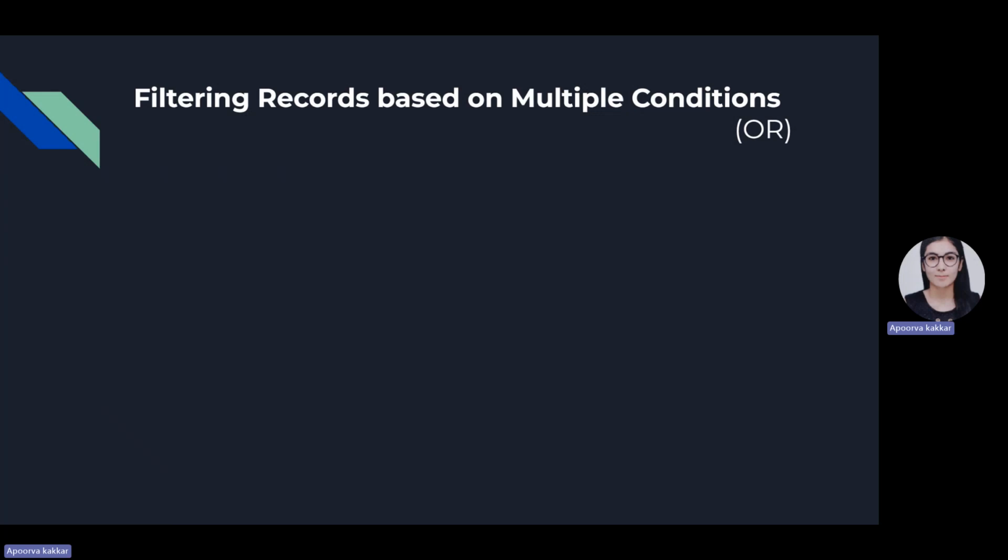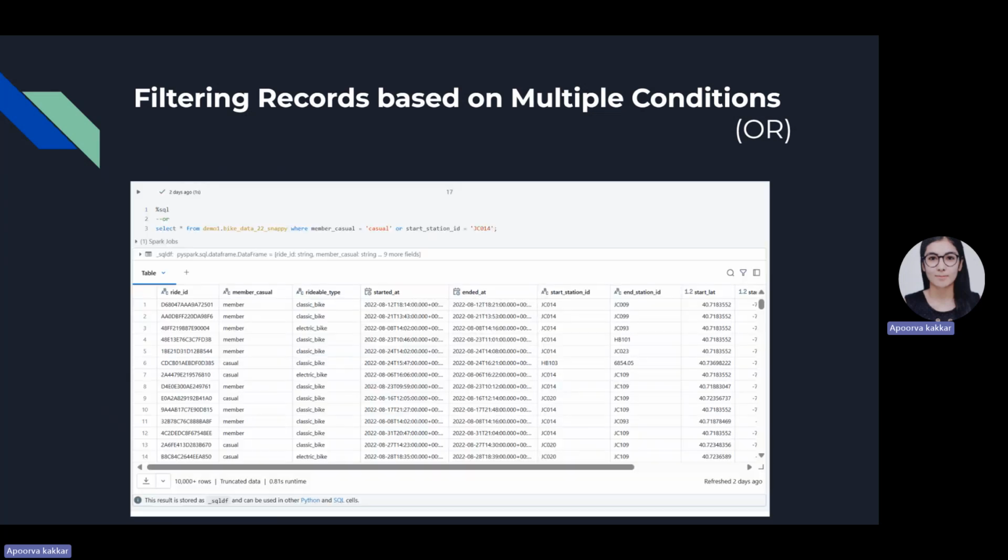Moving forward with the OR operator. The OR operator is used when we want to satisfy either one of the conditions. Let us suppose we are using it for two conditions, condition 1 and condition 2. In case condition 1 is satisfied, or condition 2 is satisfied, or both of them are satisfied, then it will return the output. Let's see an example. Here we are selecting all the columns from the table where either member casual is casual or start station ID is JC014, or both of them are satisfied.